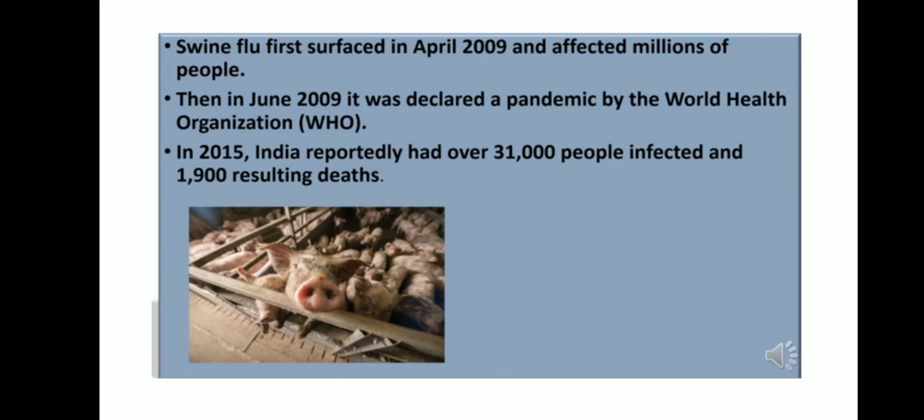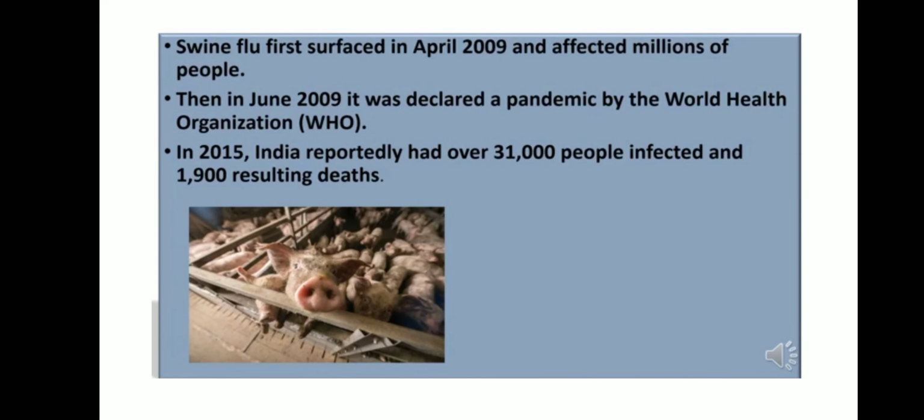Swine flu first surfaced in April 2009 and affected millions of people. Then in June 2009, it was declared a pandemic by the World Health Organization. You know what a pandemic is? Worldwide it has spread. In 2015, India reportedly had over 31,000 people infected and 1,900 resulting in death. These are some additional information you should know.